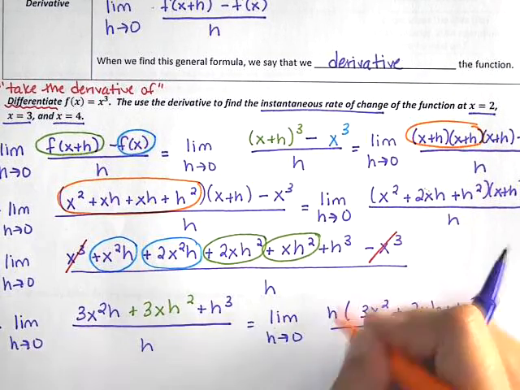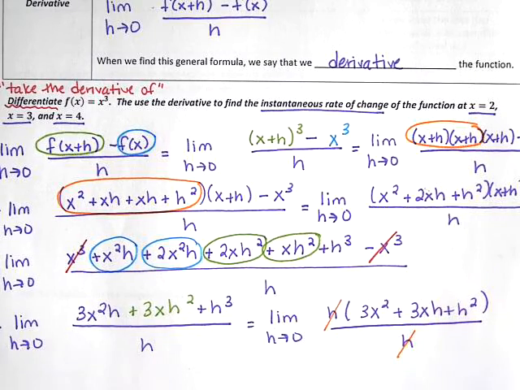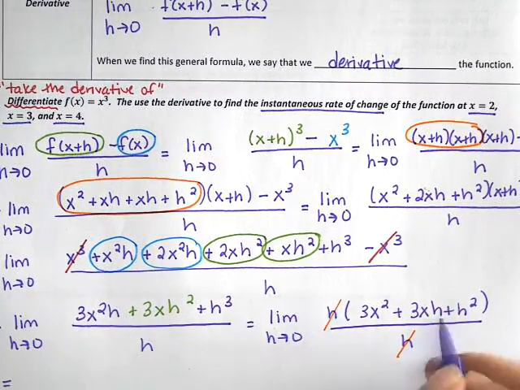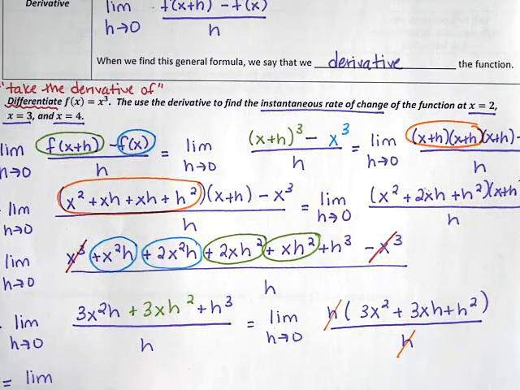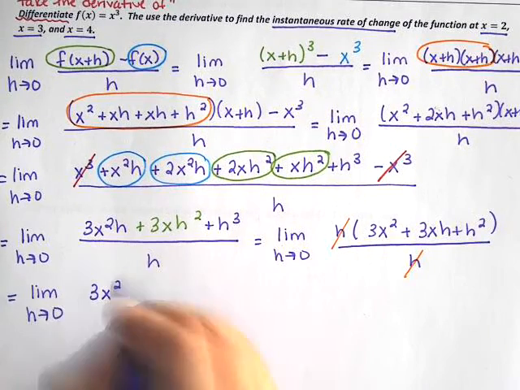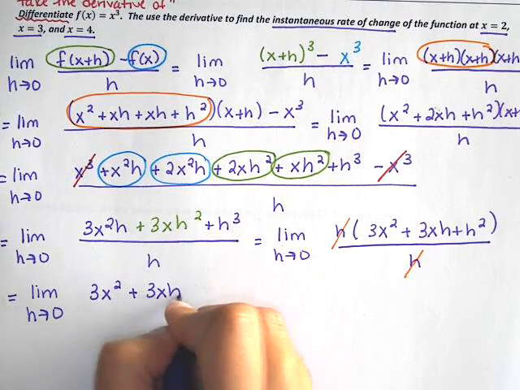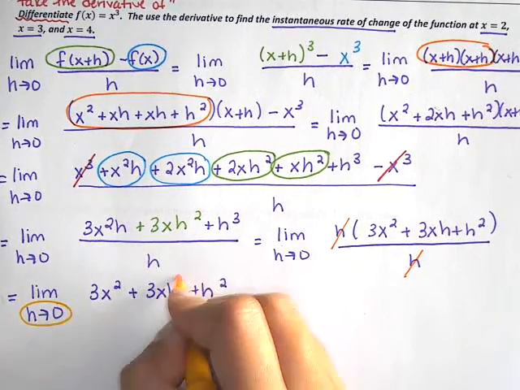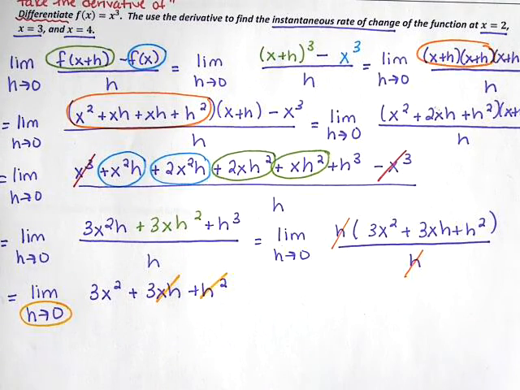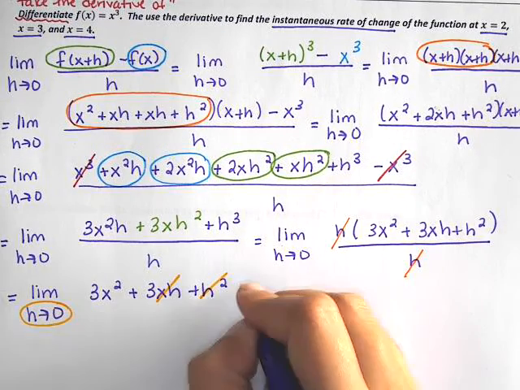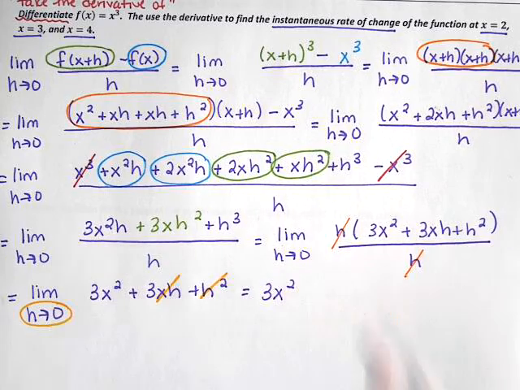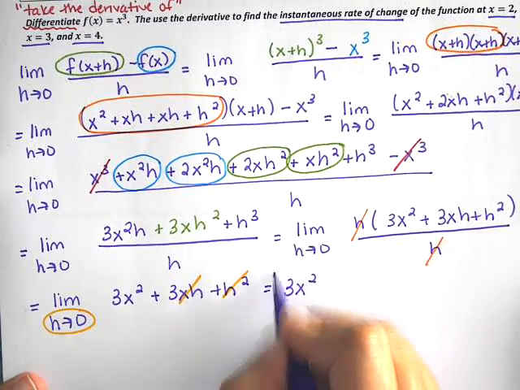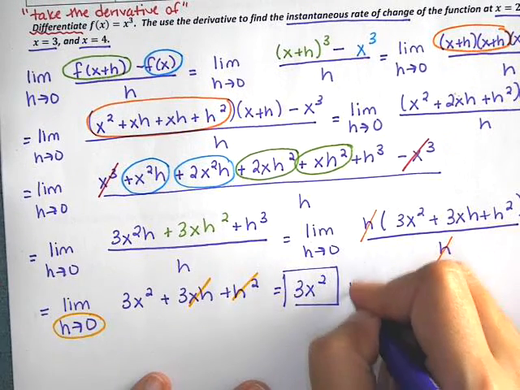Then this h and this h cancel. So now I can plug in 0. So my limit as h approaches 0 of 3x squared plus 3xh plus h squared. If h is 0, then this term and this term cancel because those become zeros. So my answer here would just be 3x squared. This right here is called the derivative.